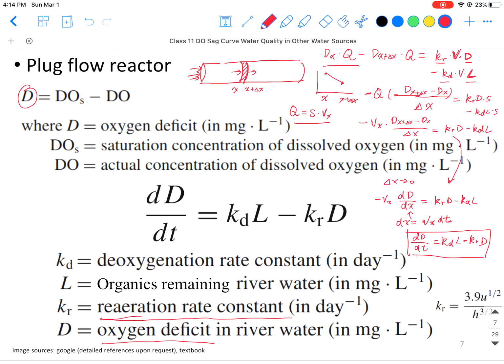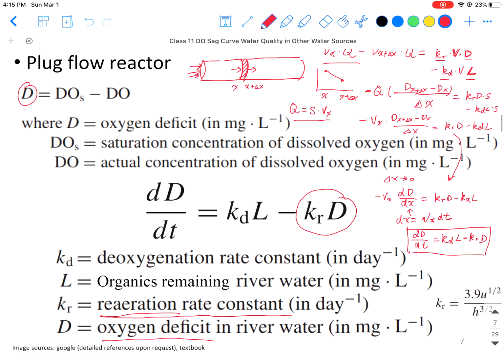So we have to note that the reaeration rate is proportional to the oxygen deficit, right? Because a higher oxygen deficit means a lower dissolved oxygen concentration, and there will be a higher flux or higher rate of reaeration in the river water. Okay? So now we have constructed this differential equation.